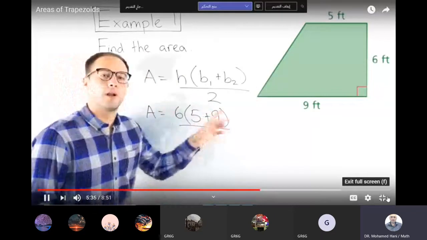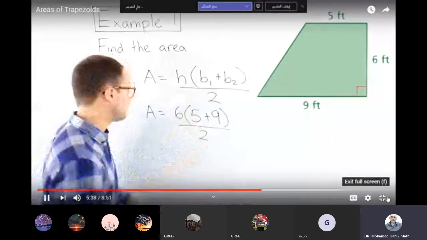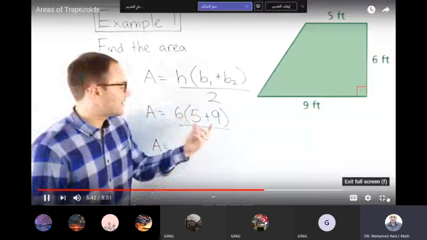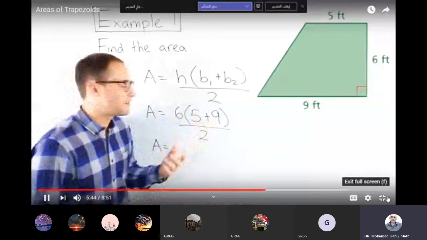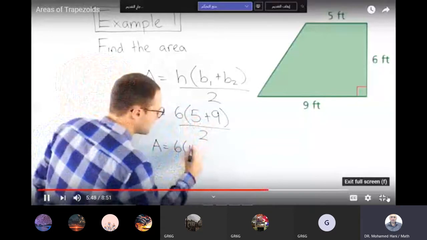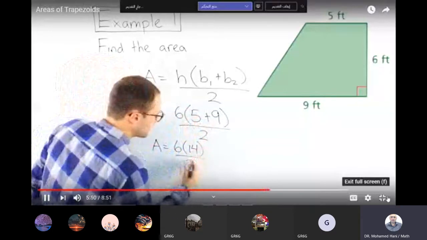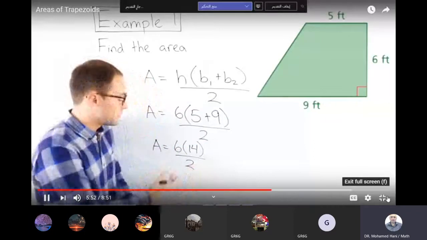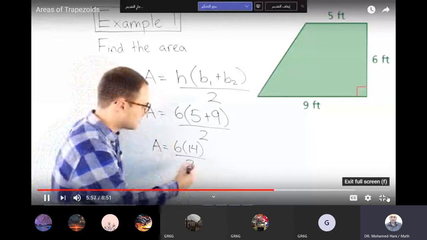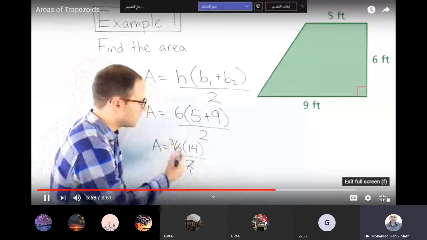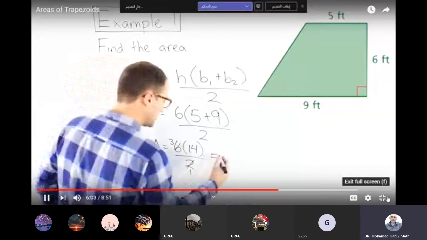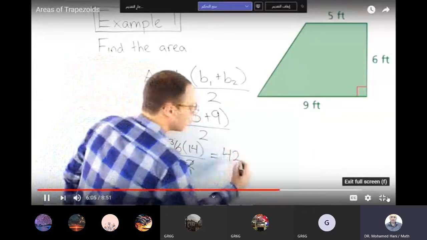So I'm going to do everything in the numerator first, and then I'm going to simplify. Now here, I could do distributive property, but I can simplify these in the parentheses, so that becomes 6 plus 14 over 2. And also, if you're comfortable with this, I could simplify here too. I can say this becomes 1, this becomes 3. So now it's just 3 times 14, which is 42.